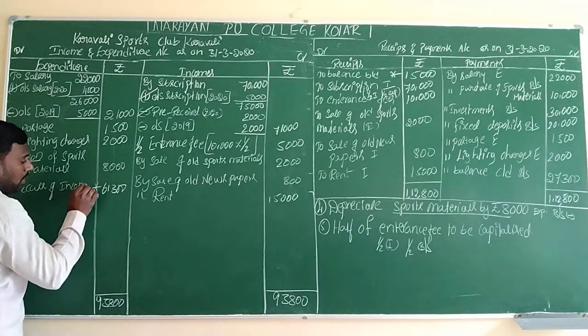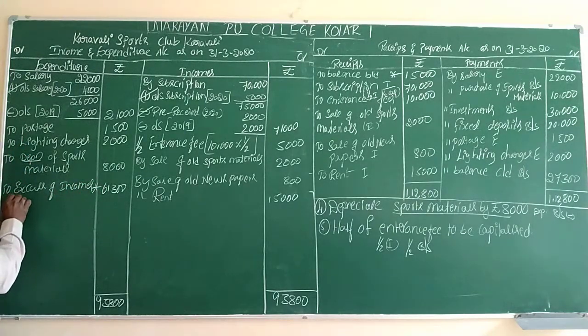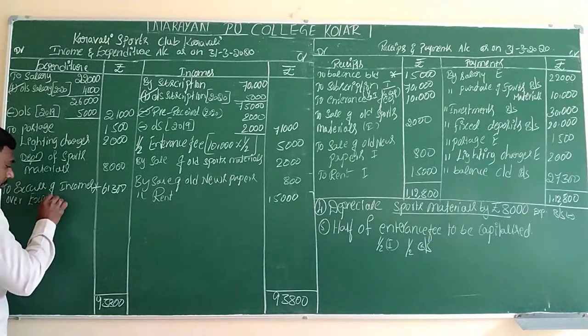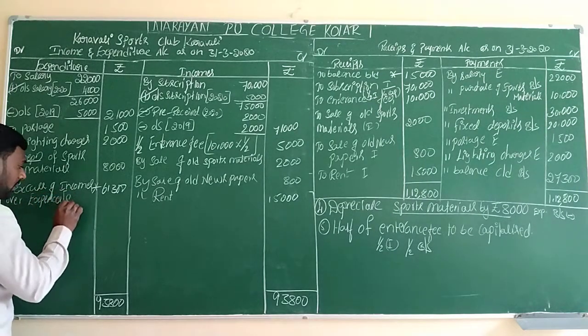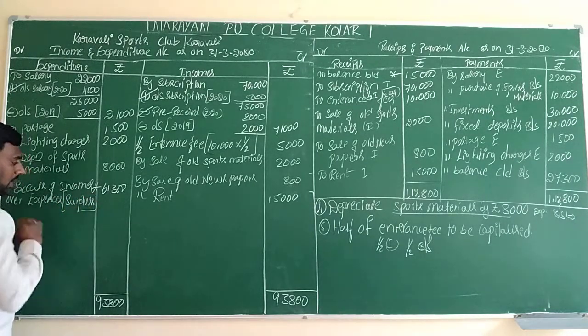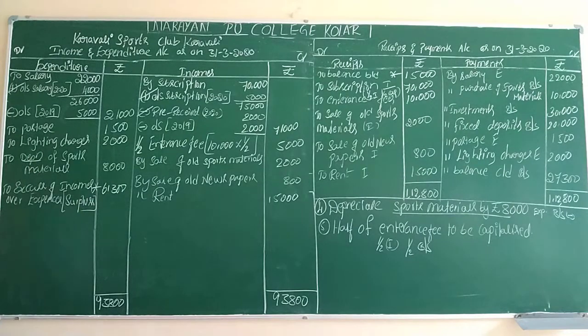excess of income over expenditure or expenses, in brackets surplus. Instead of profit, we use the term surplus only. We have to do surplus. So all the transactions we have to fulfill.